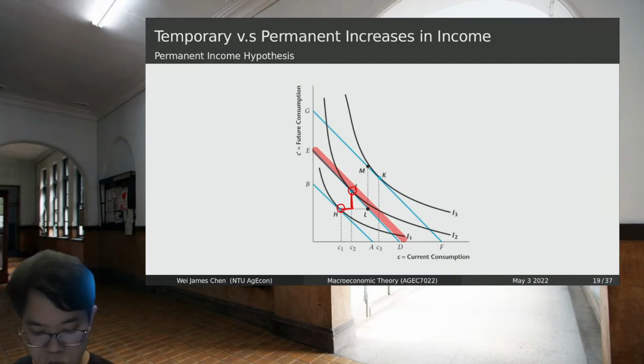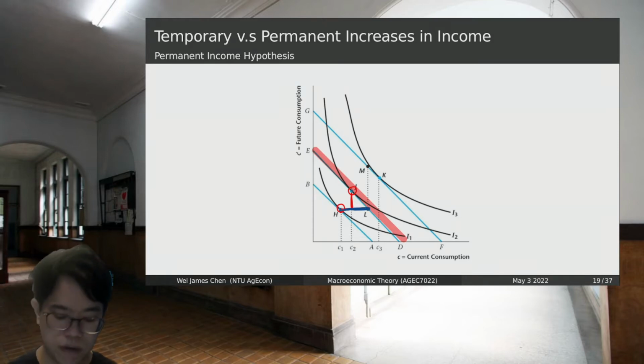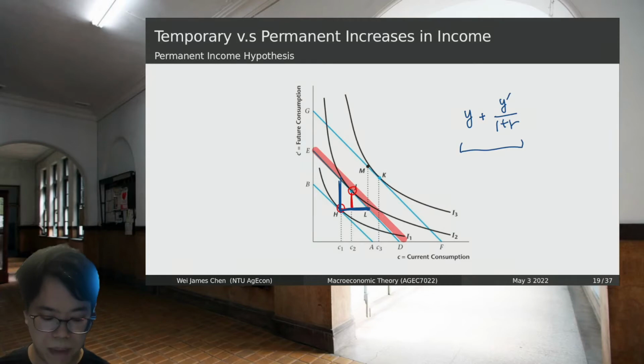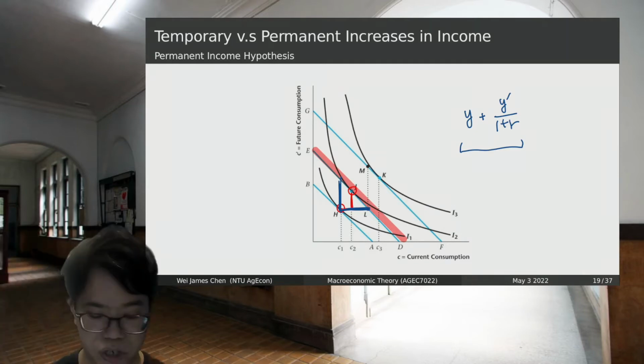And this could be achieved by this amount of increase in current income and also by this amount of increase in future income. Basically, as long as you keep this amount the same increase, then you are going to the same budget constraint line.